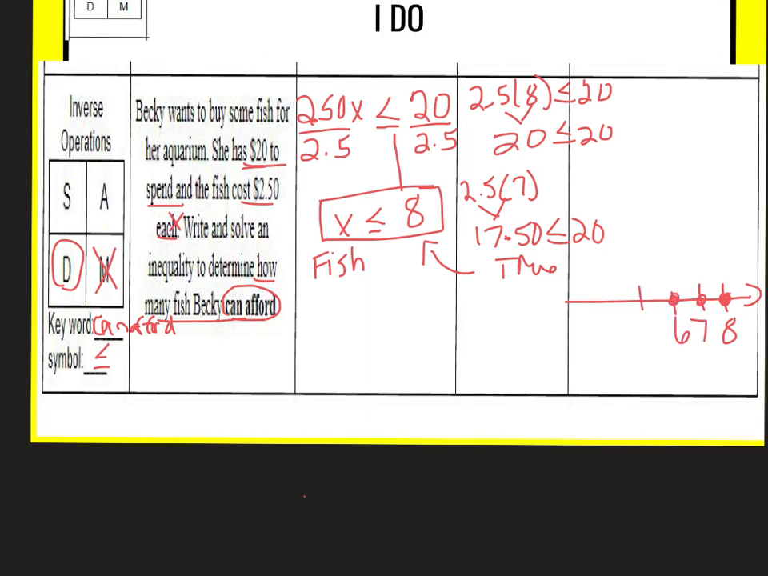So notice, I am not shading anything here because we've talked about having a discrete situation, right? So it's important that you understand you can't buy 7.5 fish, right? So these are the number of fish. Anything that is less than or equal to 8 will keep me within my budget.